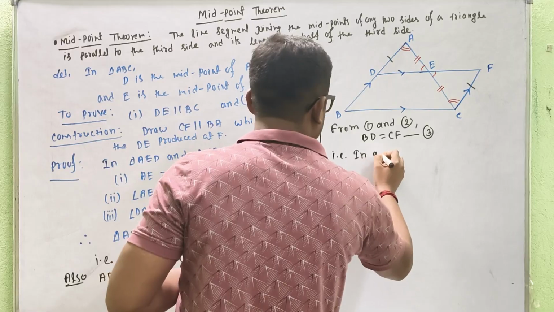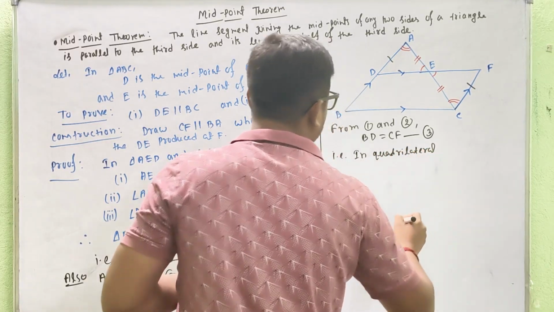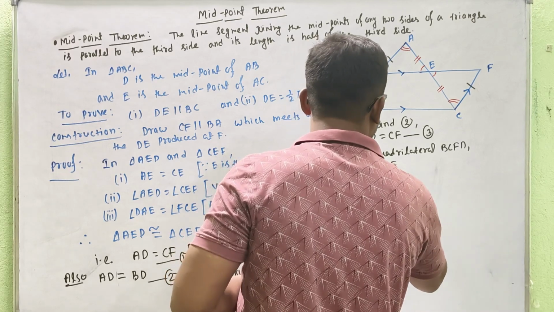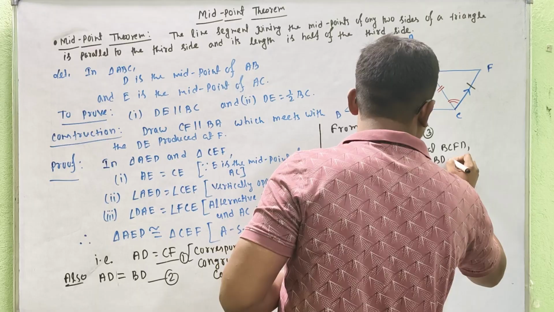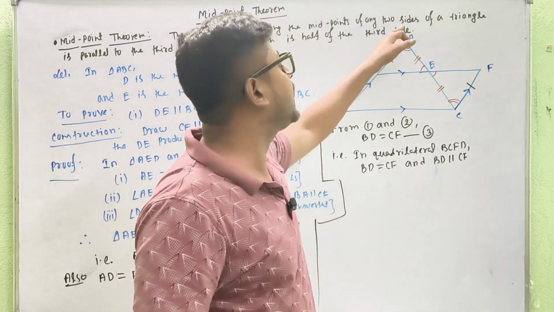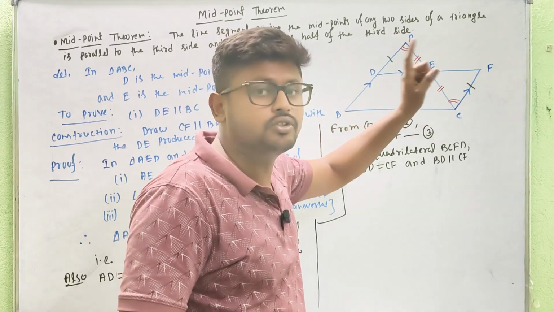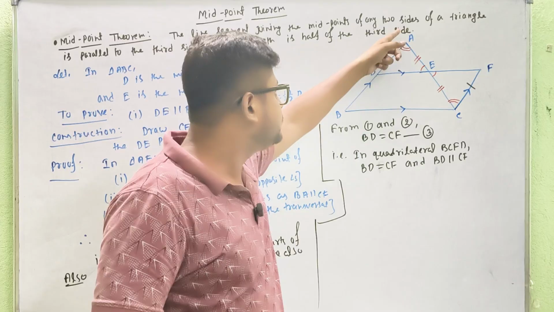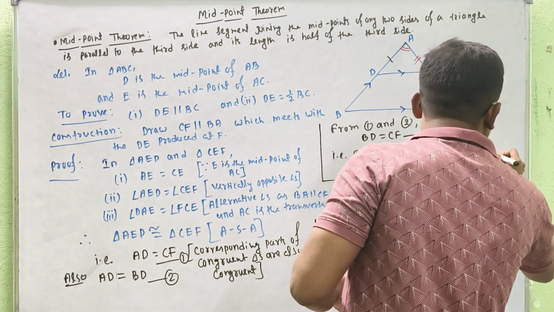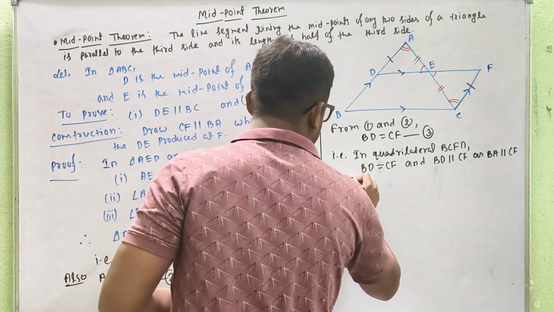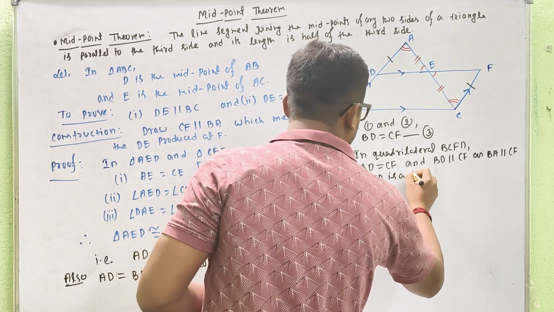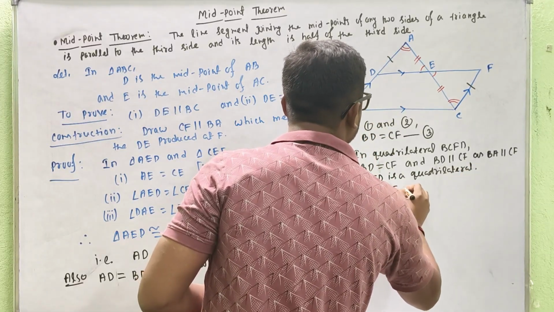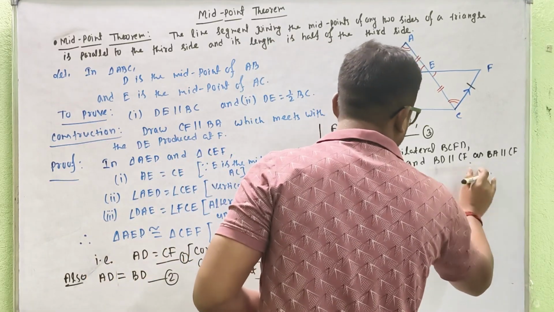That is, in quadrilateral BCFD, BD equals CF and BD is parallel to CF. Why is BD parallel to CF? Because BA is parallel to CF by the construction, and so BD is also parallel to CF because D is a point on the line BA. This implies DF is parallel to BC. Sorry, this is not just a quadrilateral, this is a parallelogram.